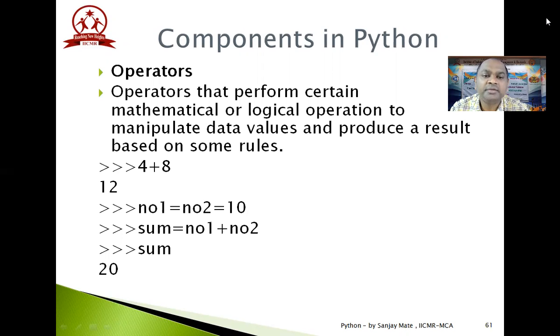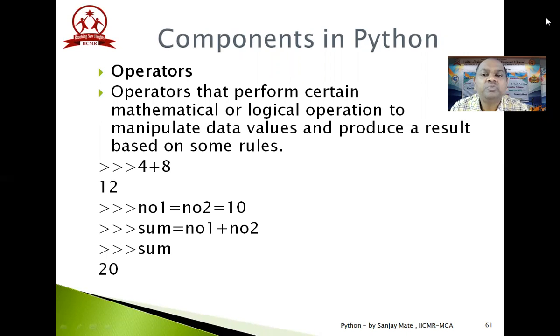There are mainly two types of operator. One is the unary operator, and one is the binary operator. A plus B: in this case, A and B are the operands and plus is the operator. A star B: again, you have A and B as operands and star is the operator.